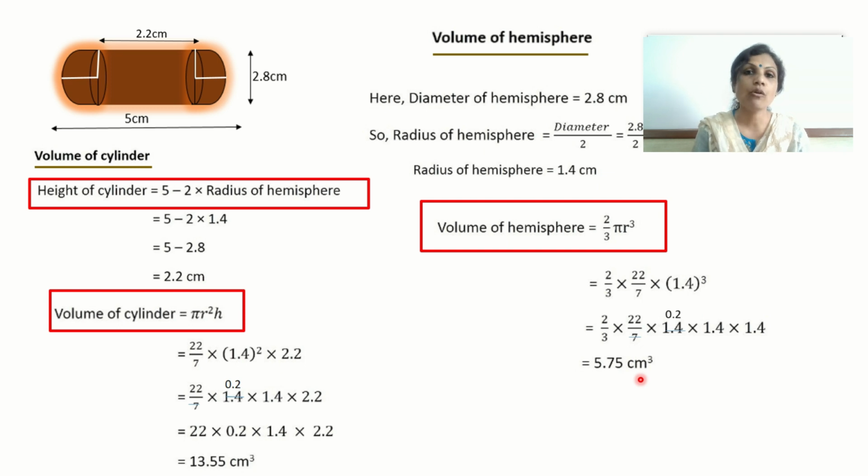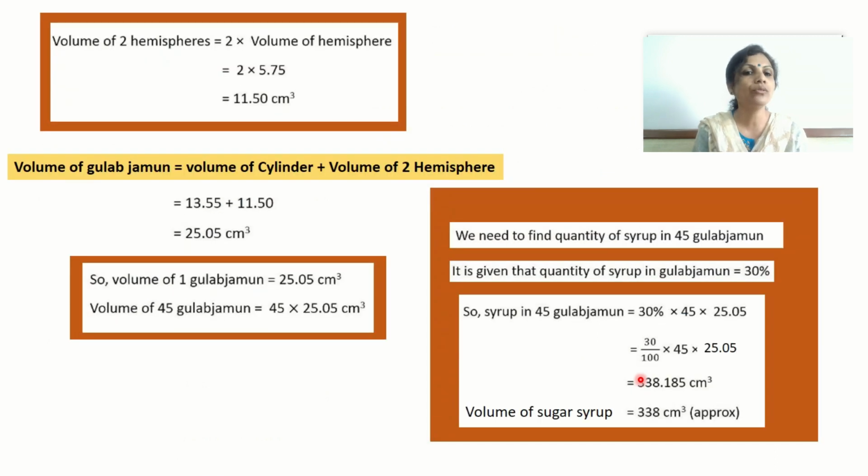So this is the volume of one hemisphere. But we are given that the gulab jamun has two hemispherical ends. So volume of two hemispheres will be equal to 2 into volume of one hemisphere. So 2 into 5.75. If you multiply this, answer is 11.50 centimeter cube. Okay, then we are almost there to complete the sum. We have calculated that the volume of gulab jamun is volume of cylinder plus volume of two hemispheres. We have calculated this. So let's add the values.